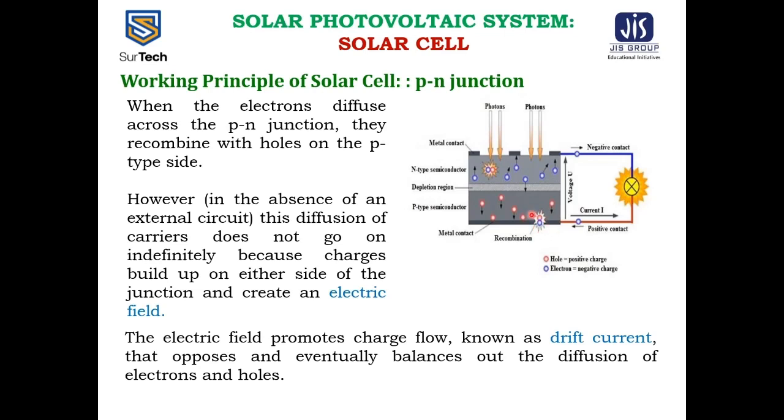on the P-type side. However, in the absence of an external circuit, this diffusion of carriers does not go on indefinitely because charges build up on either side of the junction and create the electric field. The electric field promotes the charge flow known as the drift current that opposes and eventually balances out the diffusion of the electrons and holes.